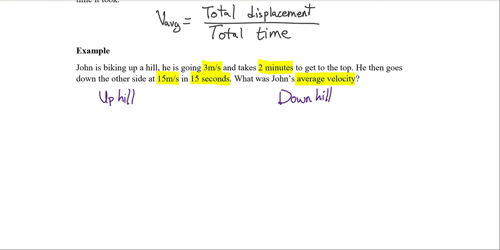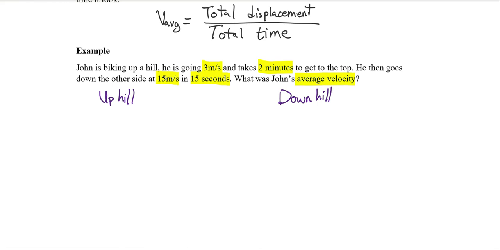Now, to find our average velocity, we see our formula needs the total displacement over the total time. The total displacement, we have no displacement values. We have no distance values. So we're going to need to use our formulas to calculate those.